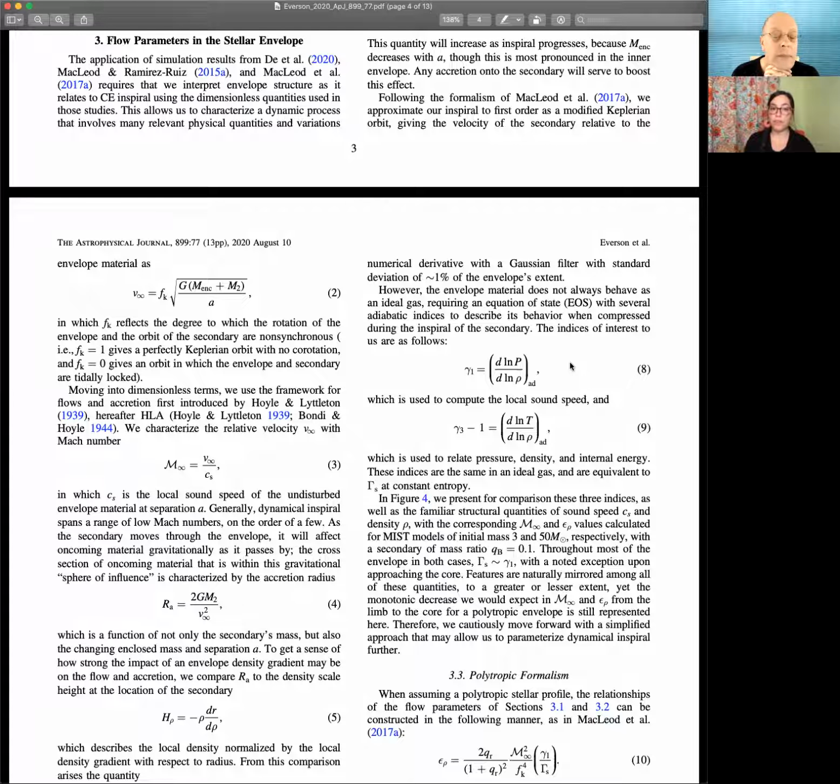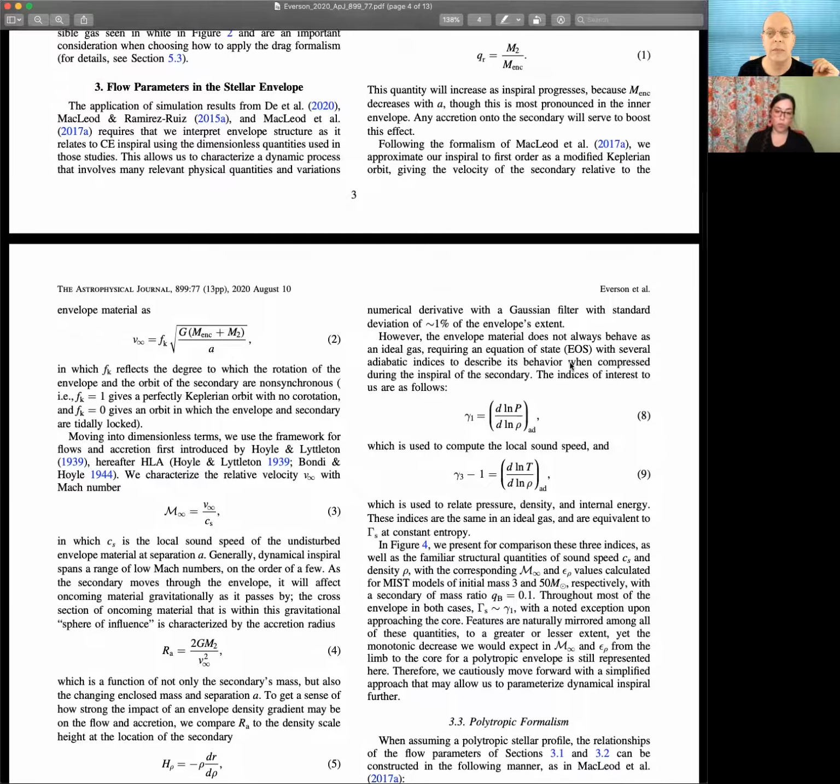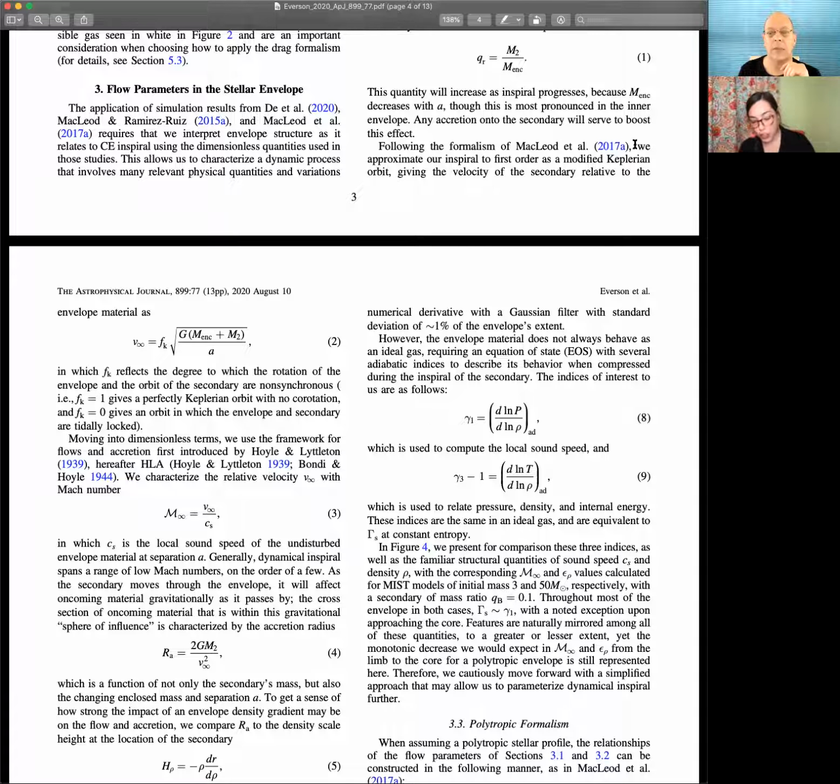So there's a few that we care about the most. One is Q, which is our mass ratio. There's two Qs that we use in this paper. We use QB, which is the global binary mass ratio. And then we use QR, which is our local mass ratio as we're diving in.